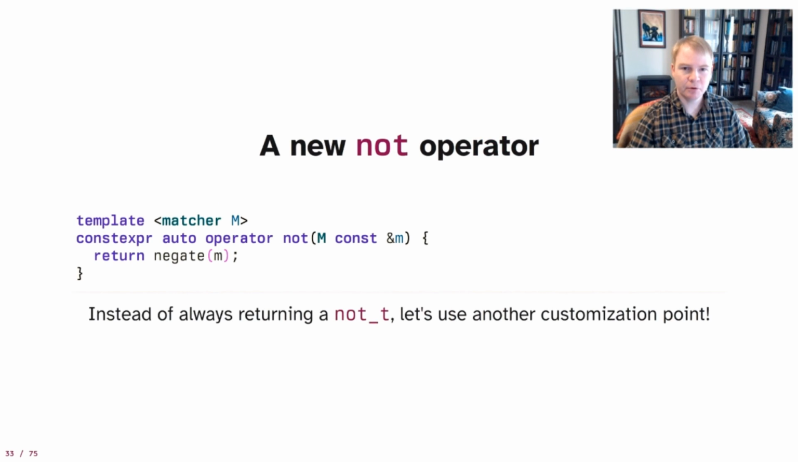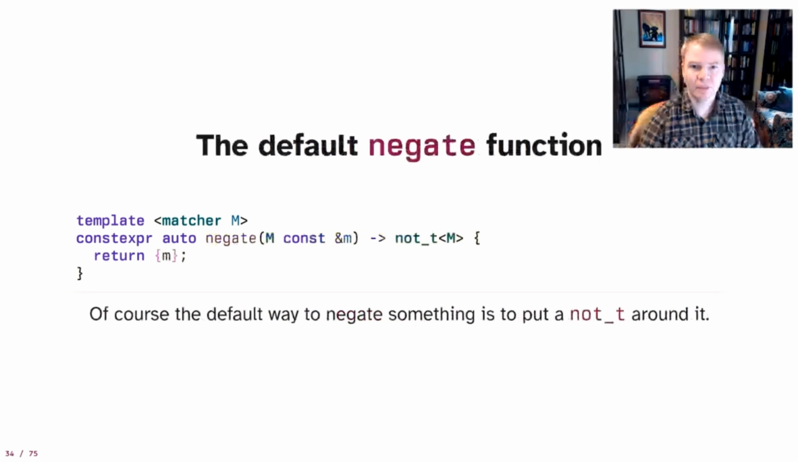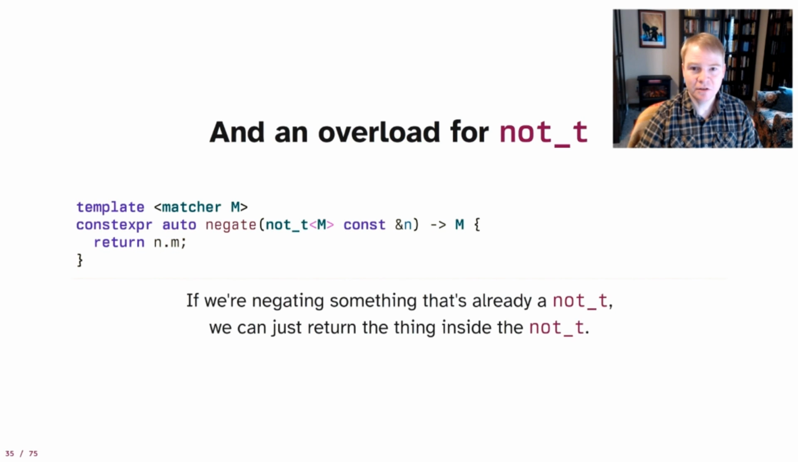So I introduced a customization point, negate. Instead of just wrapping a not around the matcher, I call a negate function which can be customized, and here's our new operator overload for not on a matcher. Now instead of just returning a not t, we're calling this negate function, which we can overload. Well, the default thing to do is still to wrap a not around the negated matcher. That's what we were doing before, that's easy enough. But now there's another overload that springs to mind. Negating a not matcher can just return the original matcher inside, instead of double wrapping it with not, so that's nice.